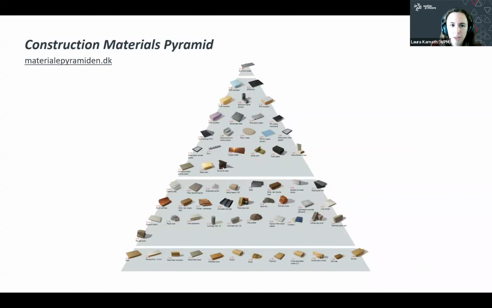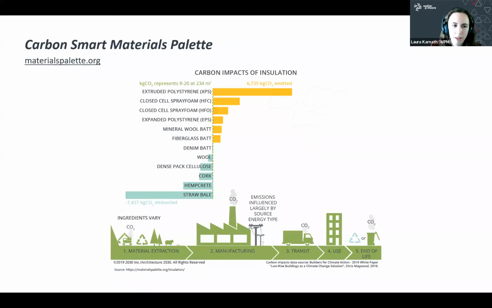So like I mentioned, the construction materials pyramid is really great. The downside of it is it basically allows you to compare materials only by mass or by volume. And all of these materials are used for very different functions in very different ways. So functional equivalence is not really covered here. You can also look at places like the Carbon Smart Materials palettes. This is a graphic from that site that has a comparison of different insulations. So that's really great because we're starting to get into functional equivalence, but we're only looking at individual materials and not systems as a whole.